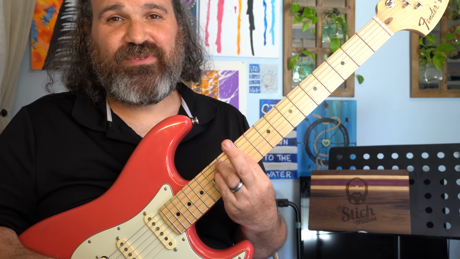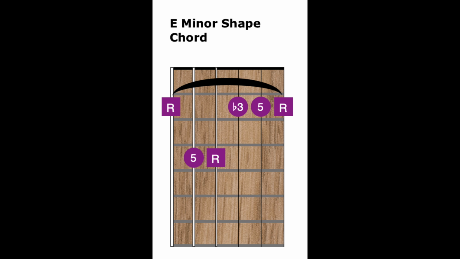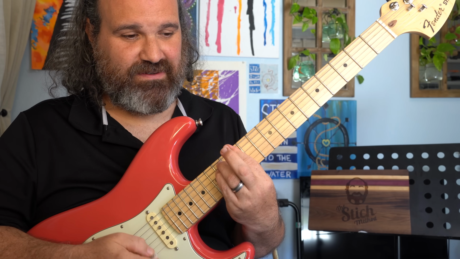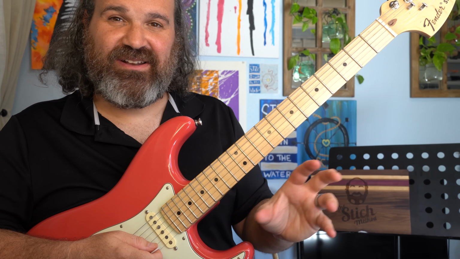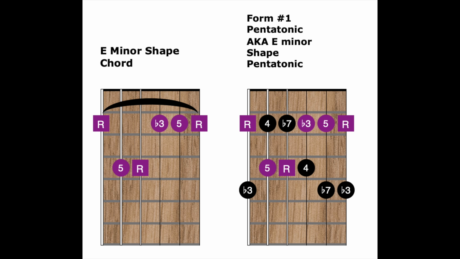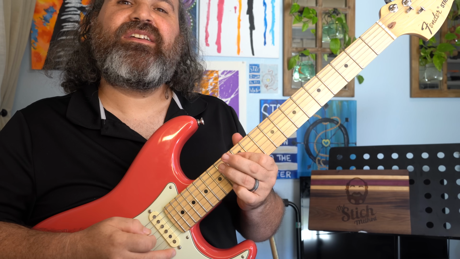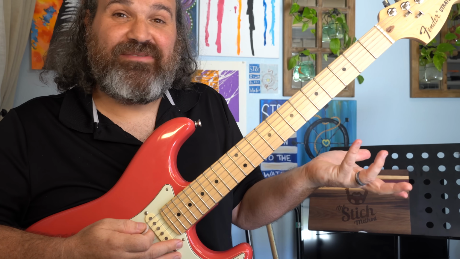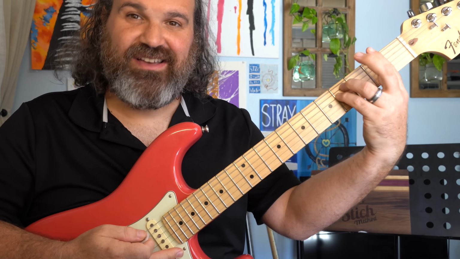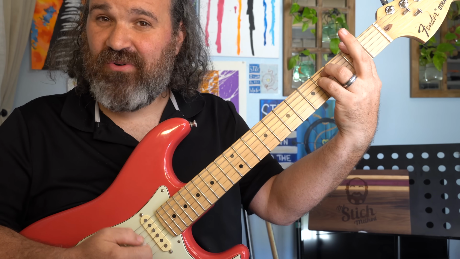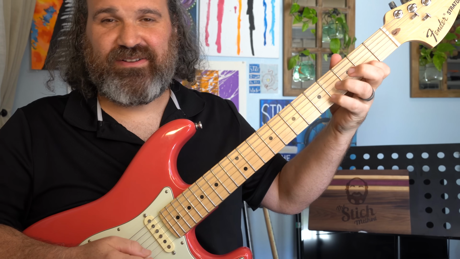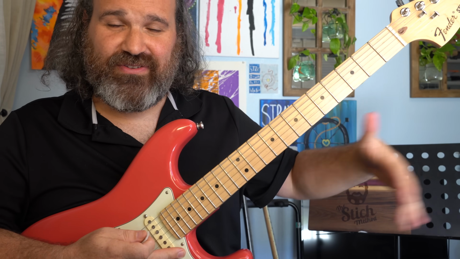This E minor shape goes with the form 1. You can see the chord intervals, 1, 5, 1, flat 3, 5, and 1. And that is also in the pentatonic. You can see in the chart. So anytime you play an E minor shaped chord, you get an E minor shaped pentatonic, also known as a form 1. So if I need an F sharp minor chord, I can play this E minor shaped chord on the F sharp. So this is an F sharp minor chord, and now I get an F sharp minor pentatonic. And we're going to talk about the uses of this in a couple seconds.